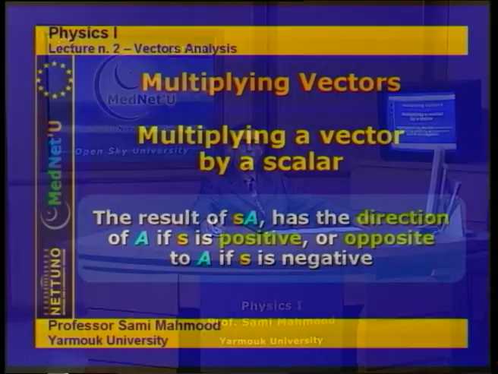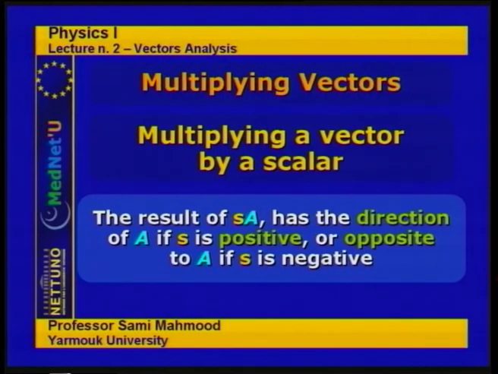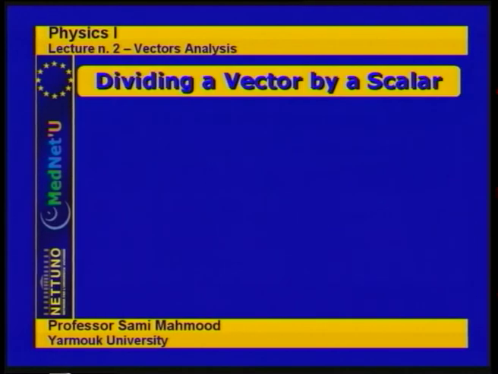Now we move to the second topic of this lecture, which is the multiplication of a vector by another quantity. First, we consider the multiplication of a vector by a scalar. If the quantity s is a scalar quantity and we multiply it by a vector A, then the resultant is a vector which is directed in the same direction of A and has a magnitude that is s times the magnitude of the original vector.